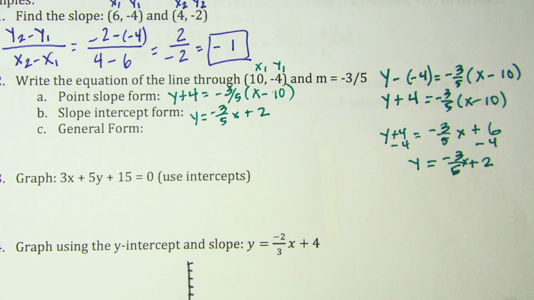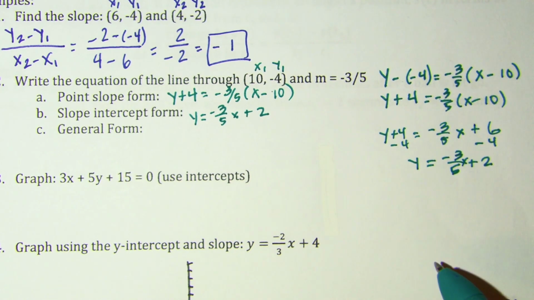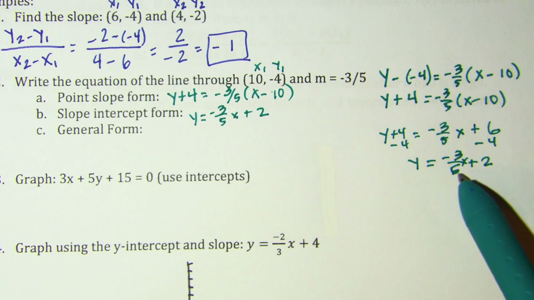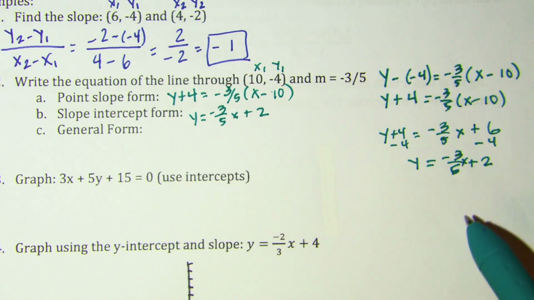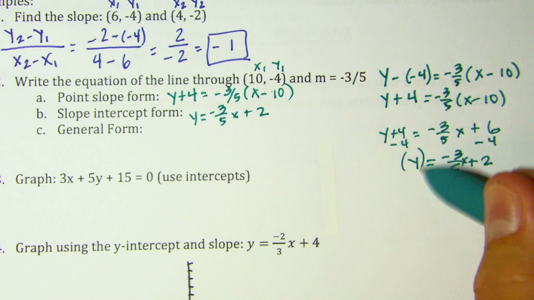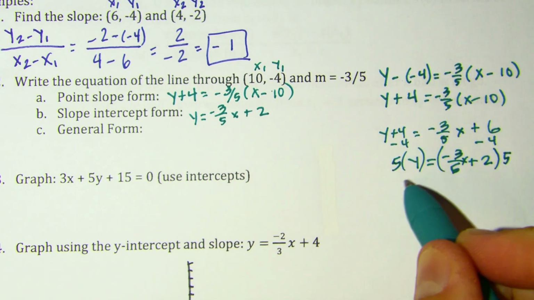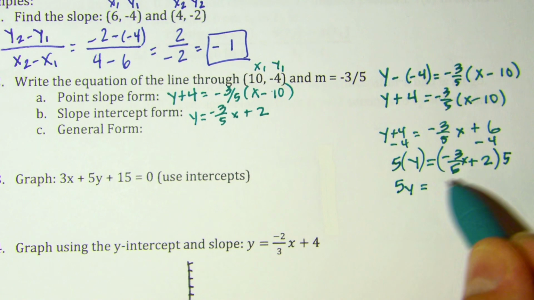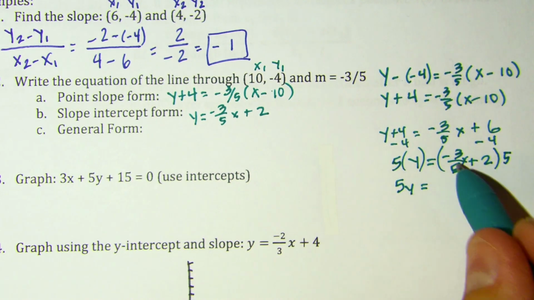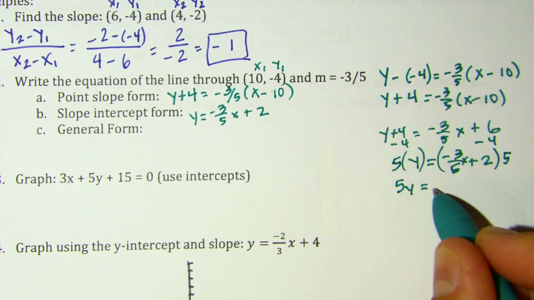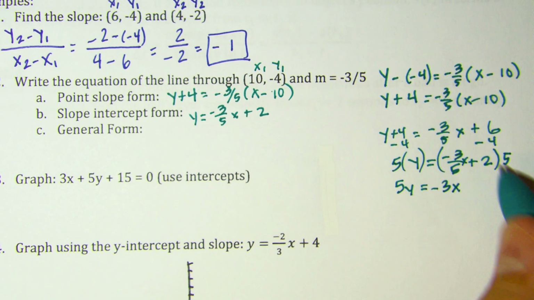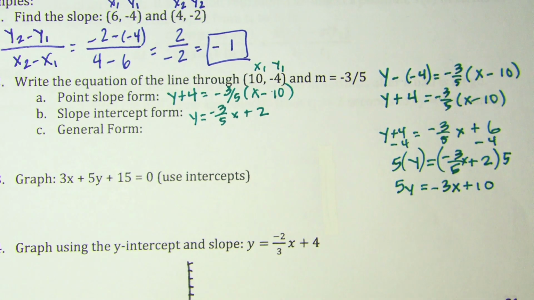And then general form, we want to get everything onto the same side, and we want to get rid of our fractions. I'm going to get rid of my fractions first. My denominator here is 5, and that's my only denominator. So I'm going to multiply both sides by 5. This becomes 5y, and the 5 times the negative 3/5 becomes negative 3x, and 5 times 2 is 10.